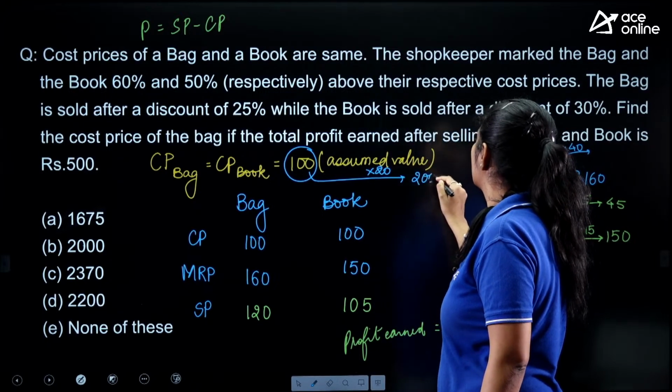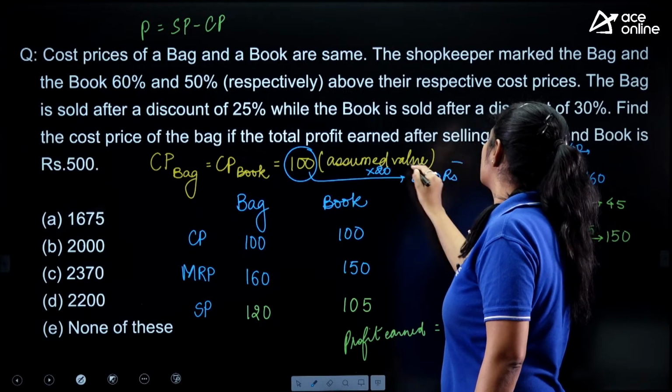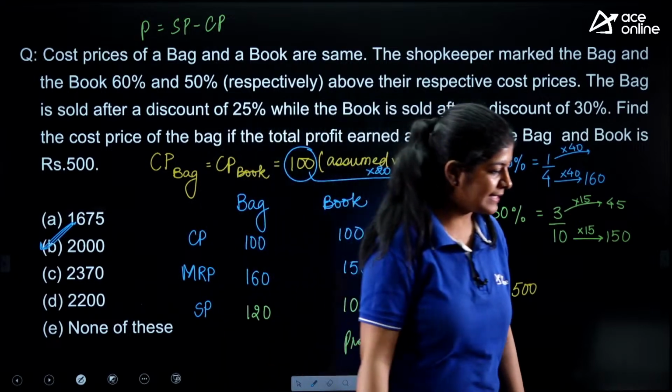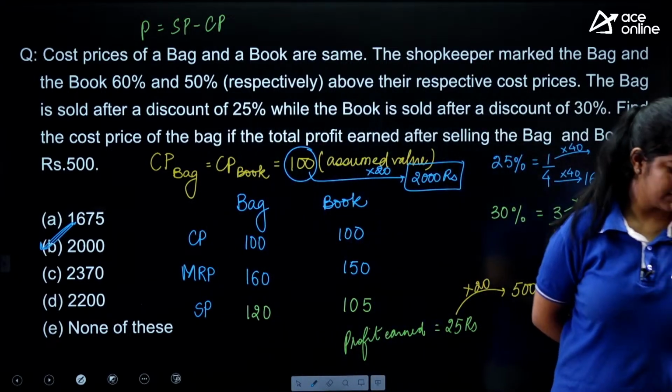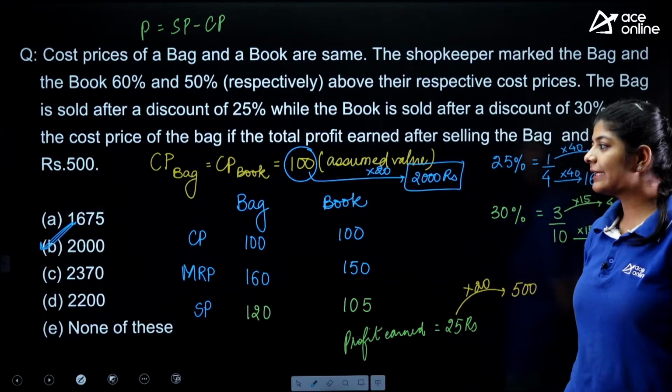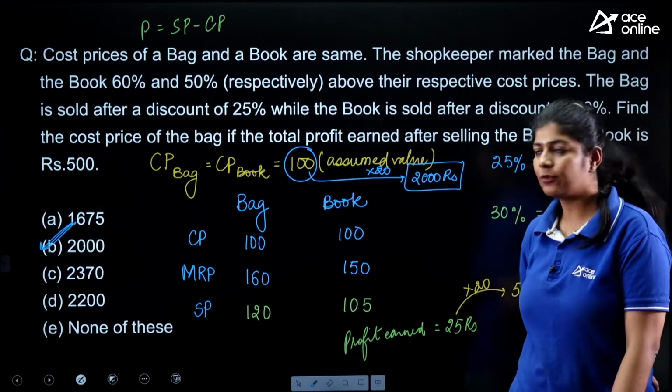That means 2000 rupees. The cost price is nothing but option number B, the correct one. Very good, Sundaram. Very good, Radhe, Jaipur, Innocent. Yes, the correct answer over here is option number B, 2000.